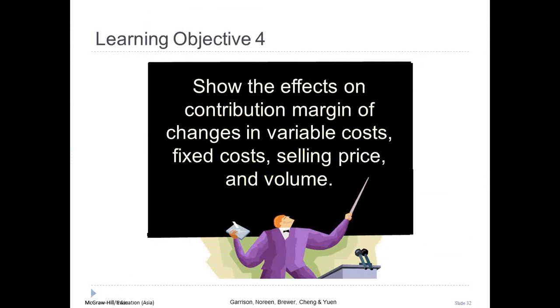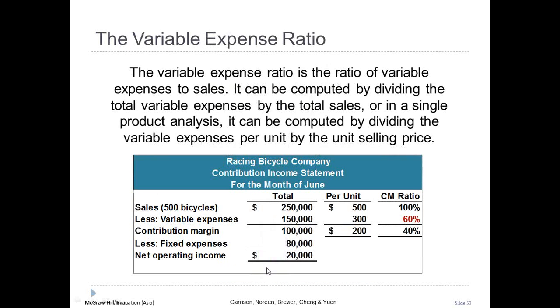We're in objective number 4. This shows the effect of the contribution margin on changes in variable costs, changes in fixed costs, changes in selling price, changes in volume. So here we have the variable expense ratio. We calculated this before. It's the ratio of variable expenses to sales.